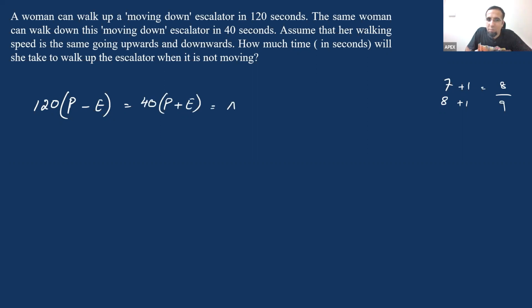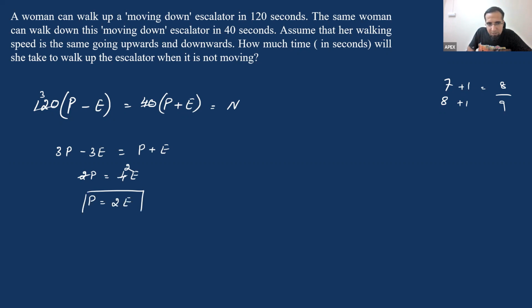Please understand, this will be the total number of steps of the escalator. Now, if I simplify this, this is 4 times 1 and 4 times 3. So what do I get? I get 3P minus 3E is equal to P plus E. Or we have 2P is equal to 4E. Or I get the value of P is equal to 2E. Let's replace P is equal to 2E in the equation. So finally, what do I get?